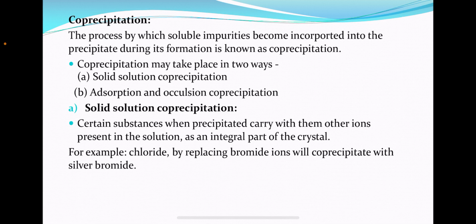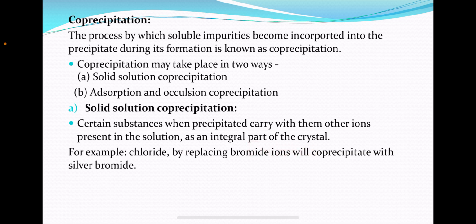Coprecipitation may take place in two ways: one is solid solution coprecipitation and the second is adsorption and occlusion coprecipitation. Surface adsorption followed by occlusion is the more common cause of coprecipitation, but solid solution formation is easier and simpler. Now let us see one by one what is meant by solid solution coprecipitation. Certain substances when precipitated carry with them other ions present in the solution as an integral part of the crystal.